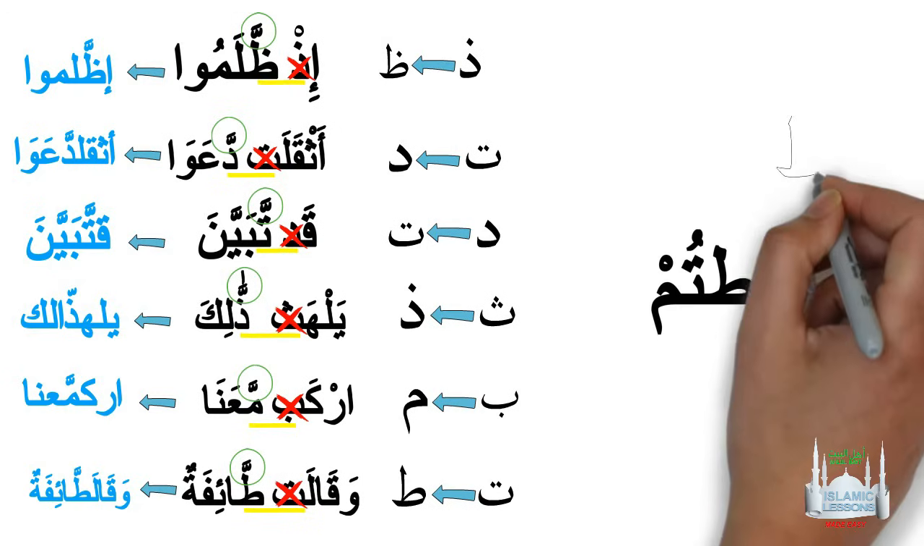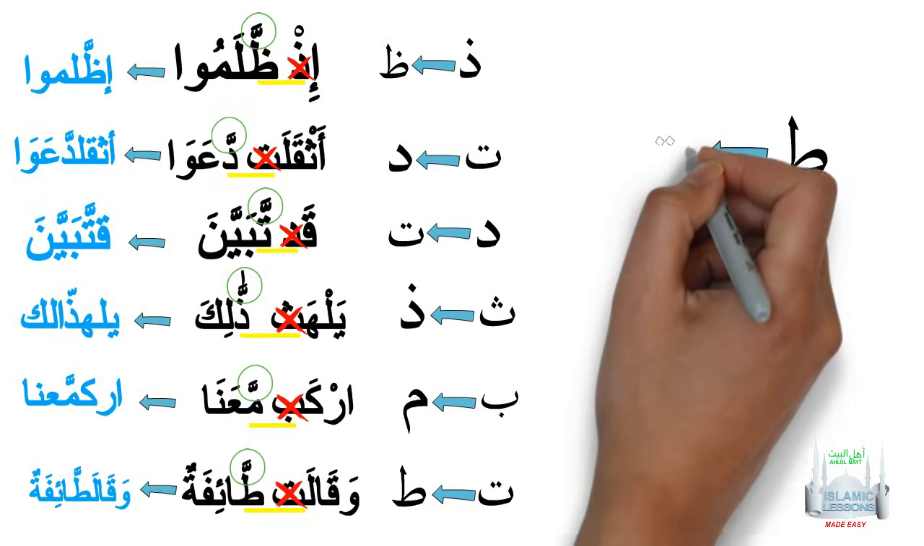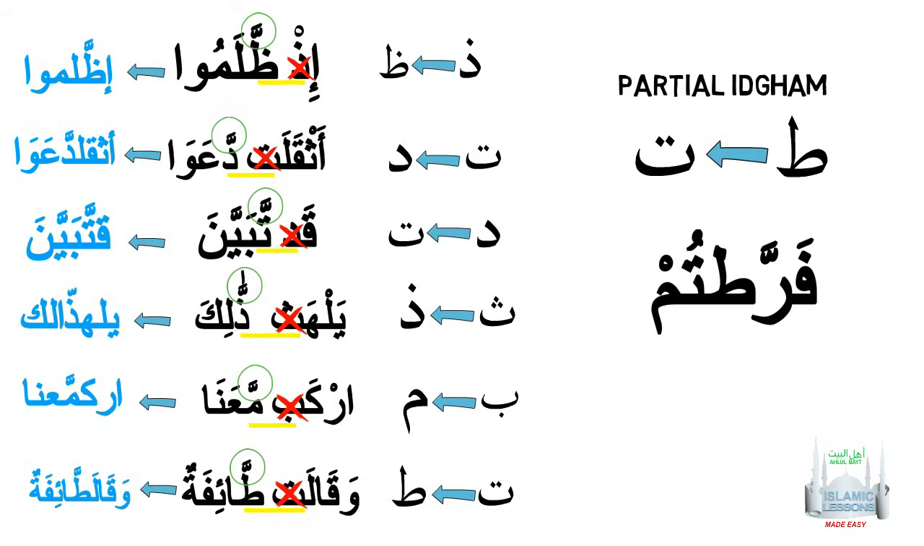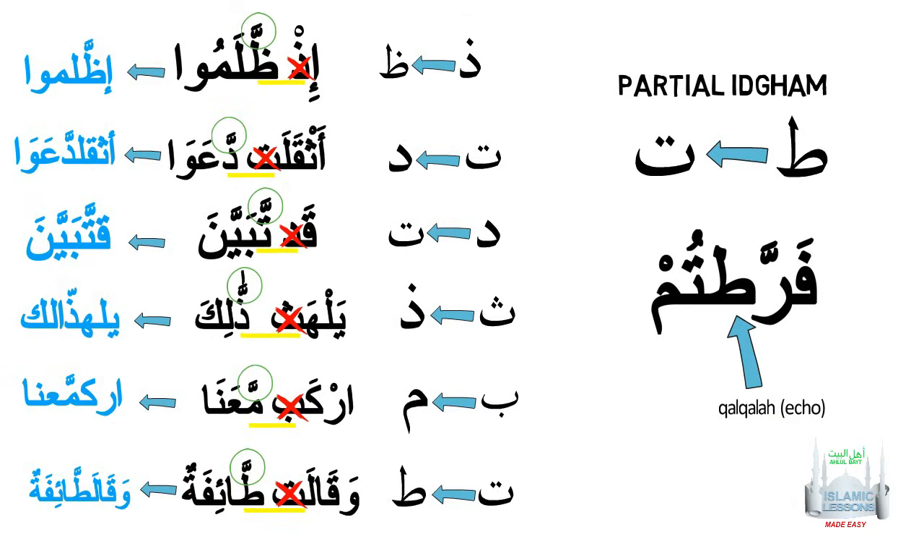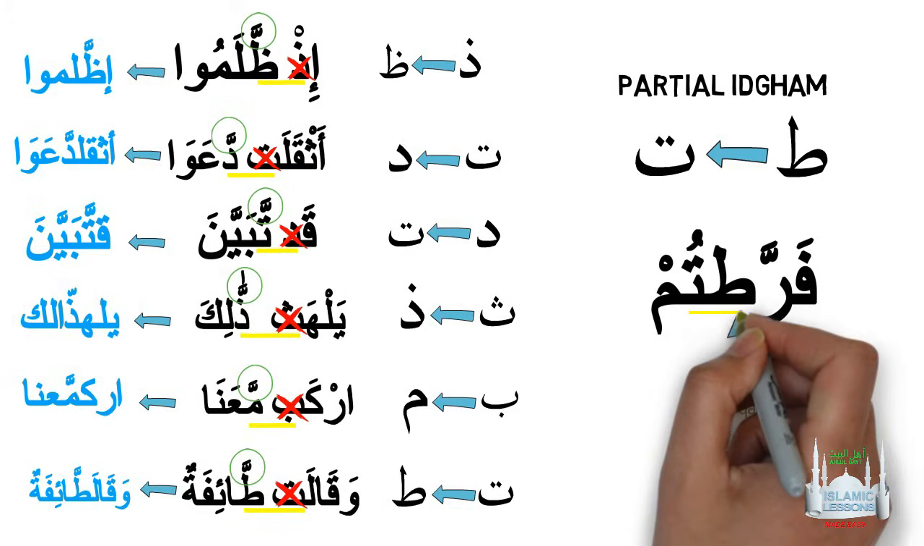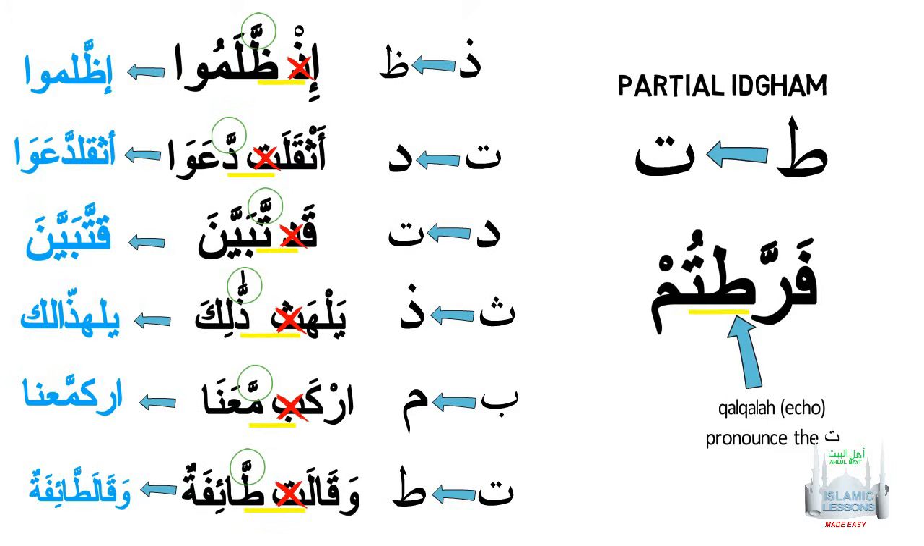This example is a little different. It doesn't have a shadda. This is partial idgham. So you still pronounce the ta, but when you do qalqala on the ta, as you know the voice echoes in the qalqala, the echo part on the second part of the qalqala, you pronounce the ta. In this example it reads farrattum. I pronounce the ta, but the second part of the qalqala, I pronounce the ta.